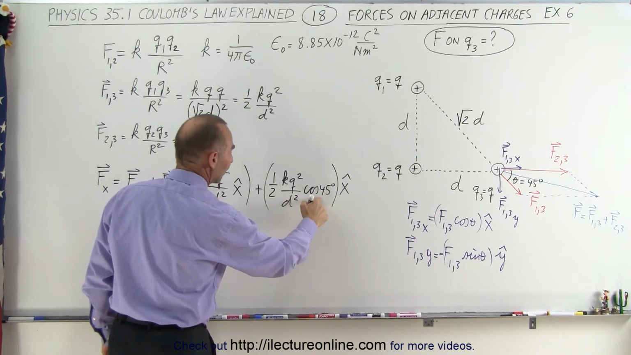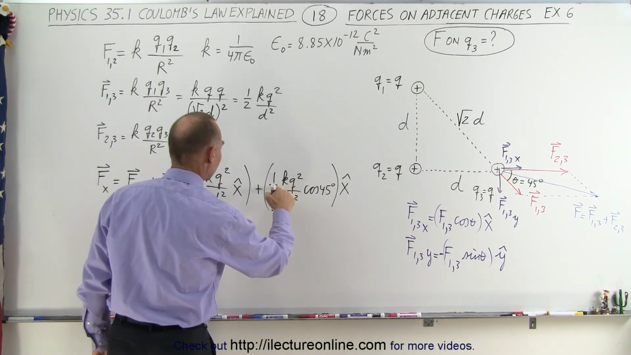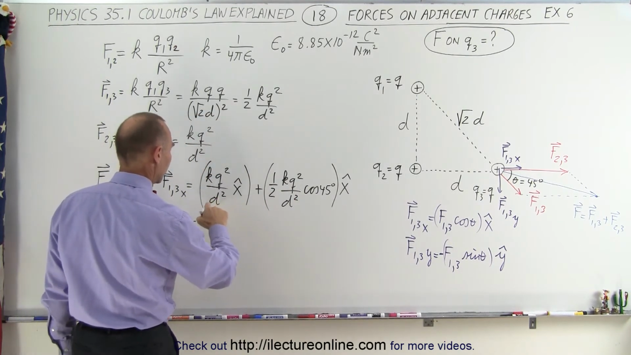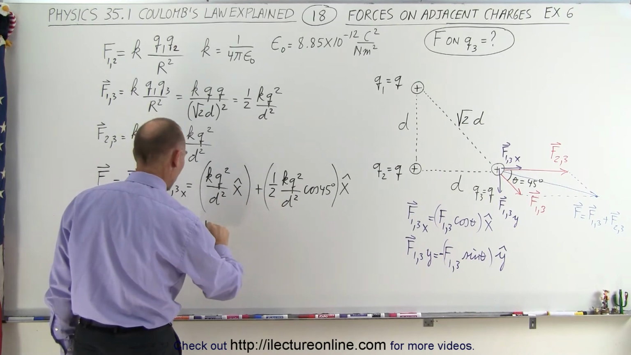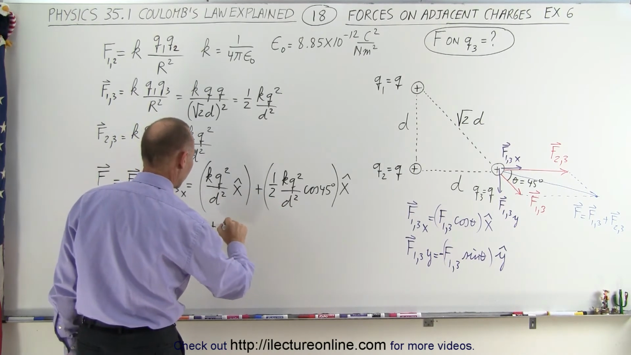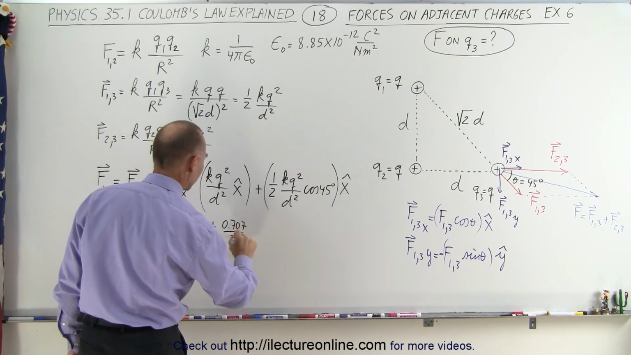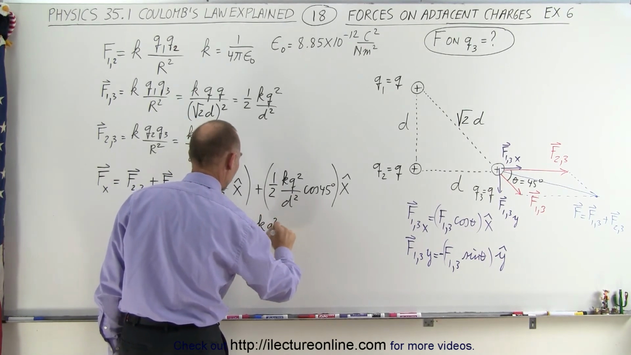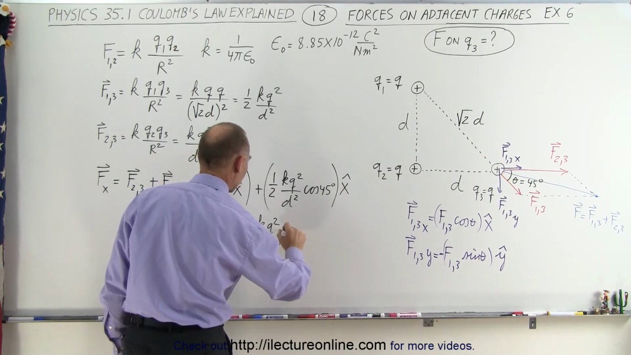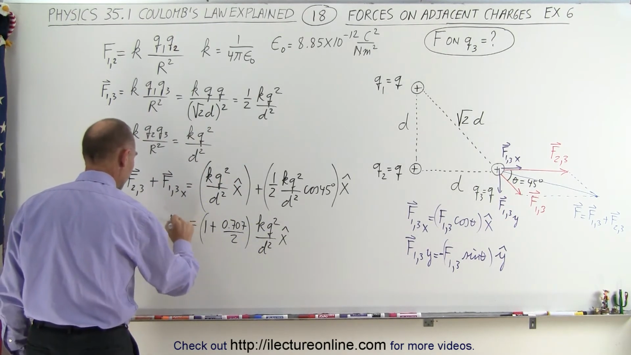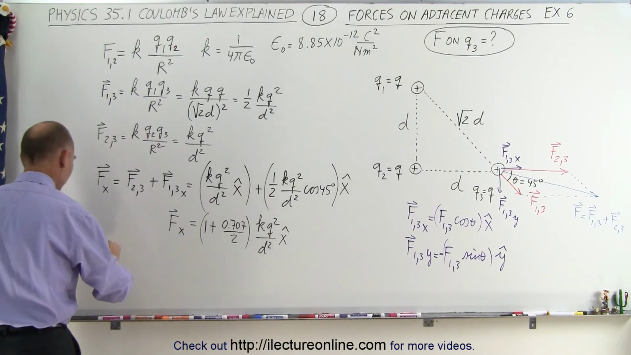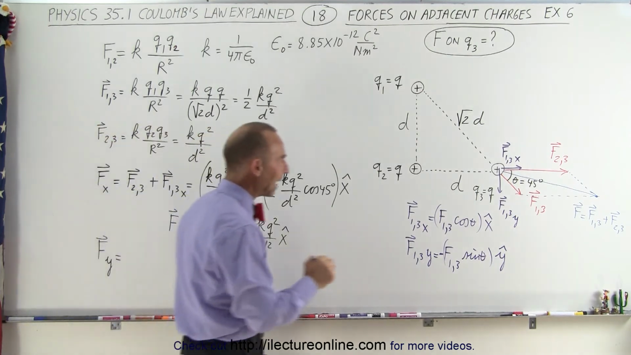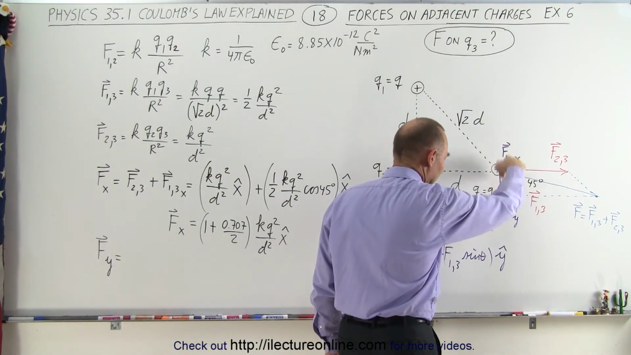Notice that cosine of 45 degrees is 0.707 multiplied times 1/2. So this becomes equal to 1 plus 0.707 divided by 2 multiplied times kq squared over d squared in the x direction. That would be the magnitude of the force in the x direction. And now for the force in the y direction, notice we only have one pointing in the negative y direction.